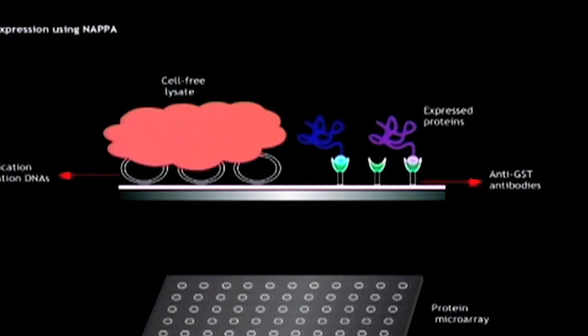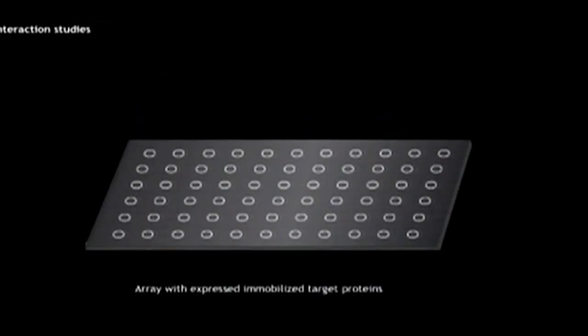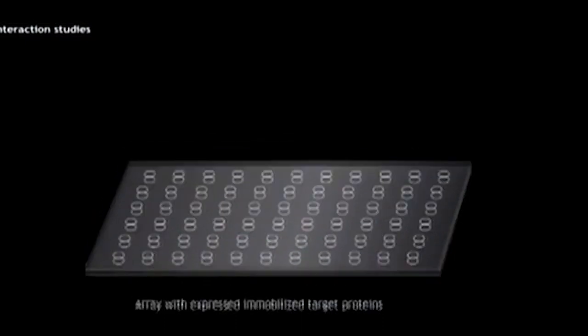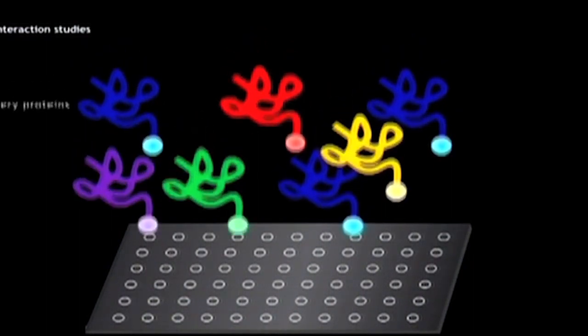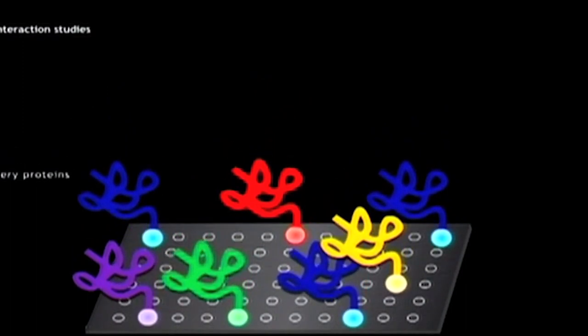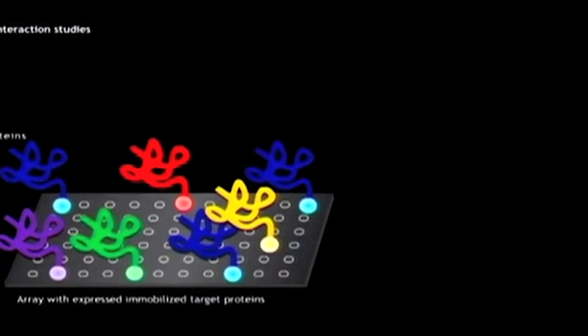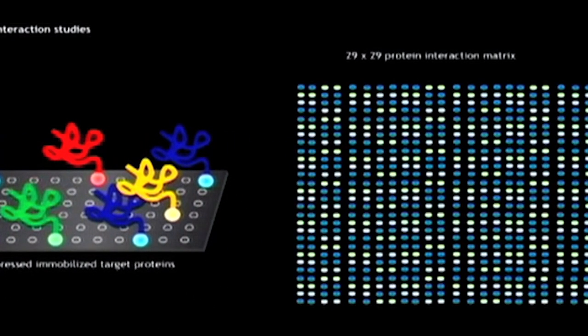The expressed proteins bound to the anti-GST antibodies, which are the capture antibodies present on the array surface. Authors made use of each of these expressed proteins to probe another duplicate array of the same 29 proteins, thereby generating a 29 by 29 protein interaction matrix. 110 interactions were detected between proteins of the replication initiation complex, of which 63 were previously undetected.